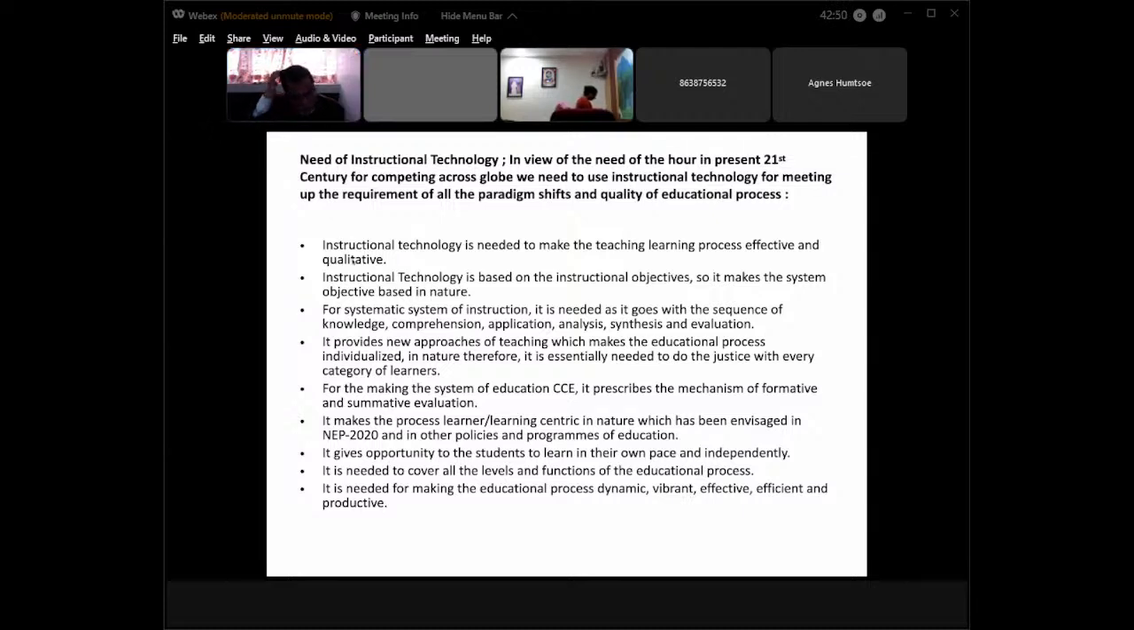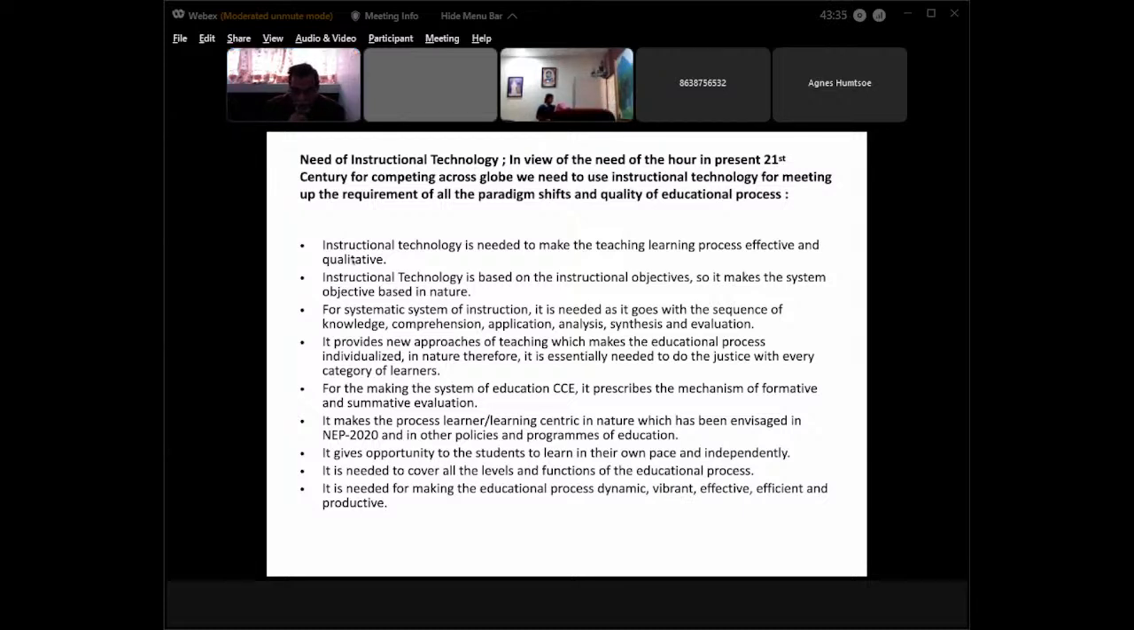So we are to take care and let students learn at their own pace at the individual level. For this, lecture method will not do. For this, the group methods will not do. For this, other methods will not work. The only solution for making the system individualized in nature, with students learning at their own pace, is to adopt some new approaches of teaching. That network of new approaches of teaching is being provided by our instructional technology. Instructional technology deals with a network of different new approaches of teaching.